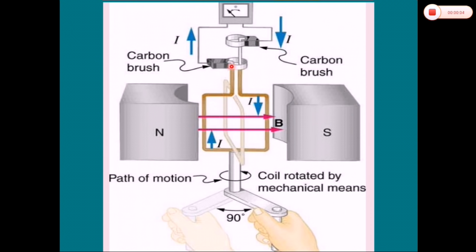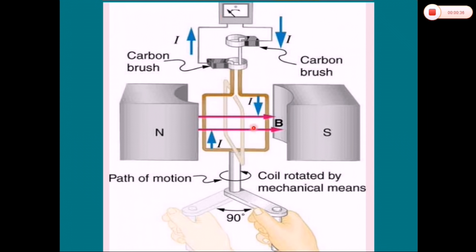Each end of the coil is connected to a slip ring. The slip rings rotate with the coil and press against stationary carbon brushes. Each side of the coil always makes contact with the same brush. Now, what will happen if you rotate the coil at a steady speed? As it turns, the flux linkage of the coil constantly changes and the pointer on the ammeter swings from side to side, showing that alternating current, or AC, is induced.